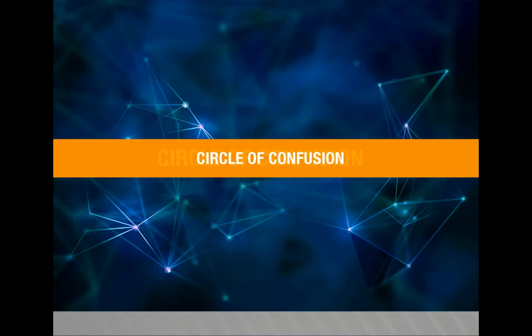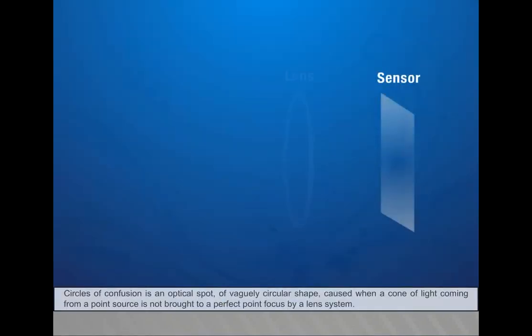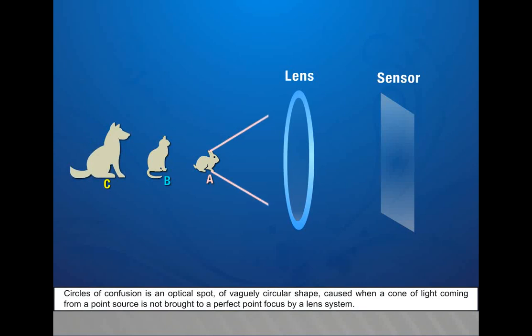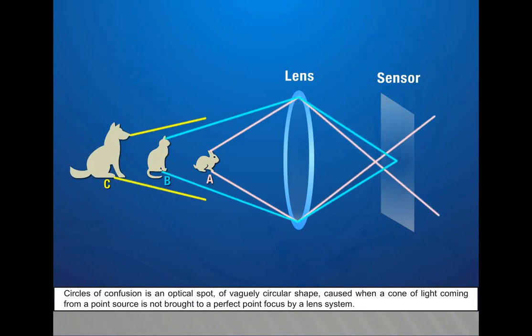Circle of confusion. In this video, we are going to see about circle of confusion. A circle of confusion is an optical spot of vaguely circular shape caused when a cone of light coming from a point source is not brought to a perfect point focus by a lens system.